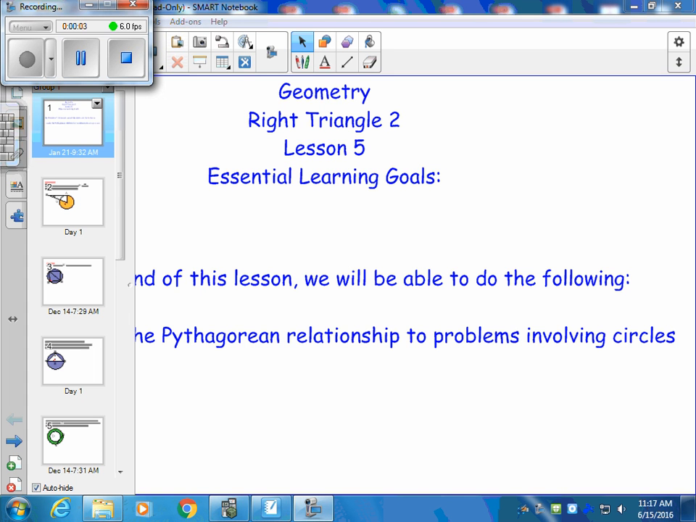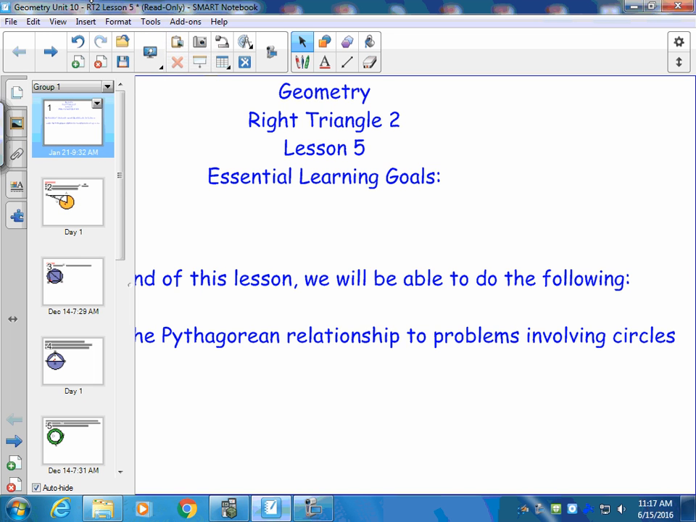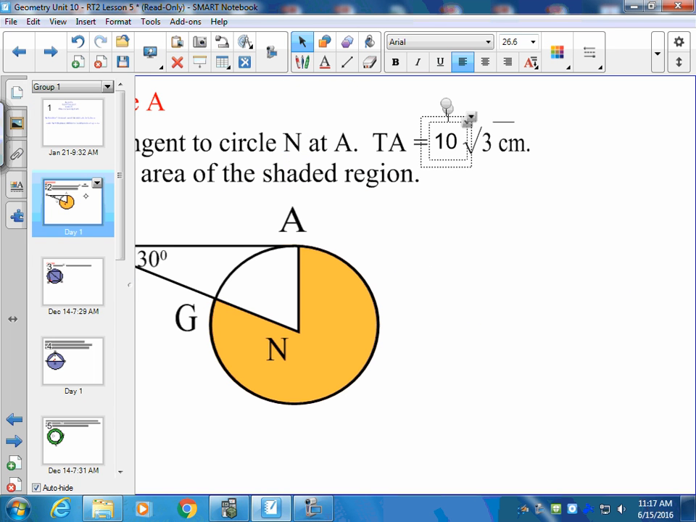Hello and welcome to today's lesson, working with some special right triangles and using circles and finding Pythagorean Theorem relationships for these values. Okay, so you're going to see some problems very similar to this in the homework. We want to be able to combine some skills that we have working with right triangles and working with circles.